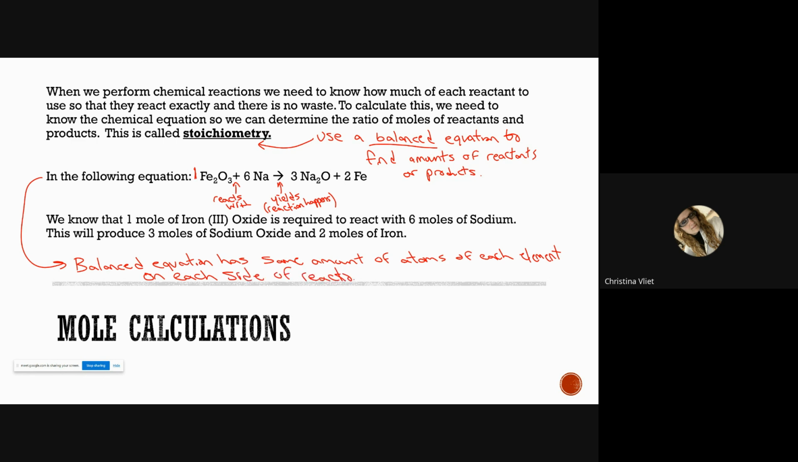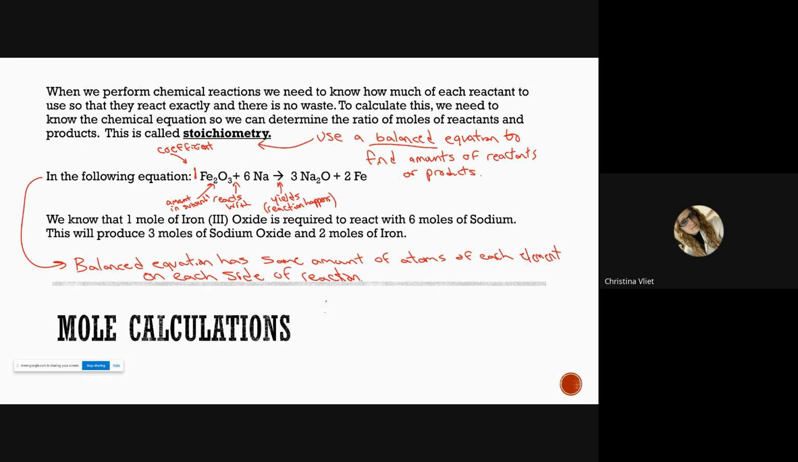So when you're reading this, is this balanced? How many irons are on the reactant side? 2. How many irons are on the product side? So how do we figure out the total amount of atoms on each side? You take the coefficient. This is what we call the coefficient. Same thing it means in math, the number in front. And we multiply by the amount in the subscript.